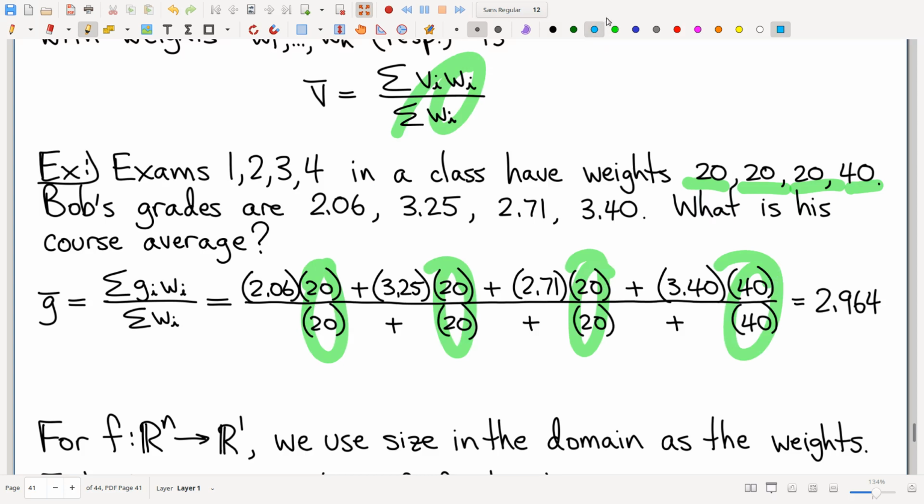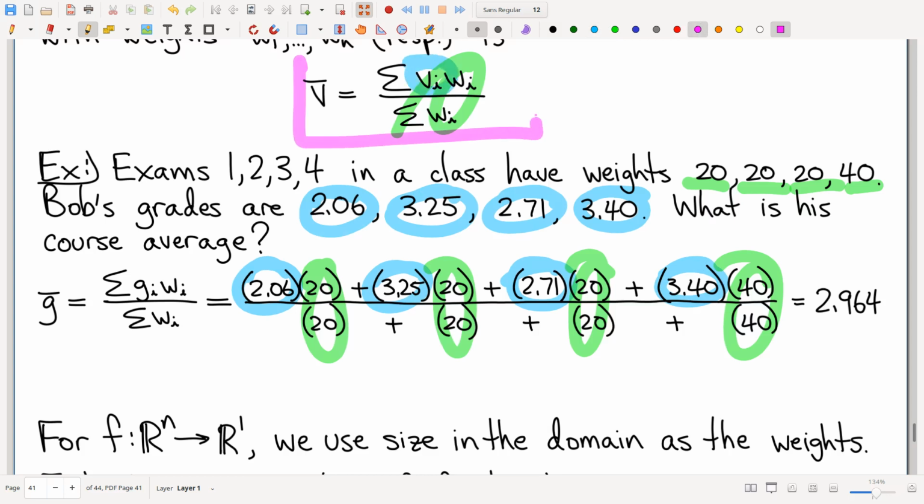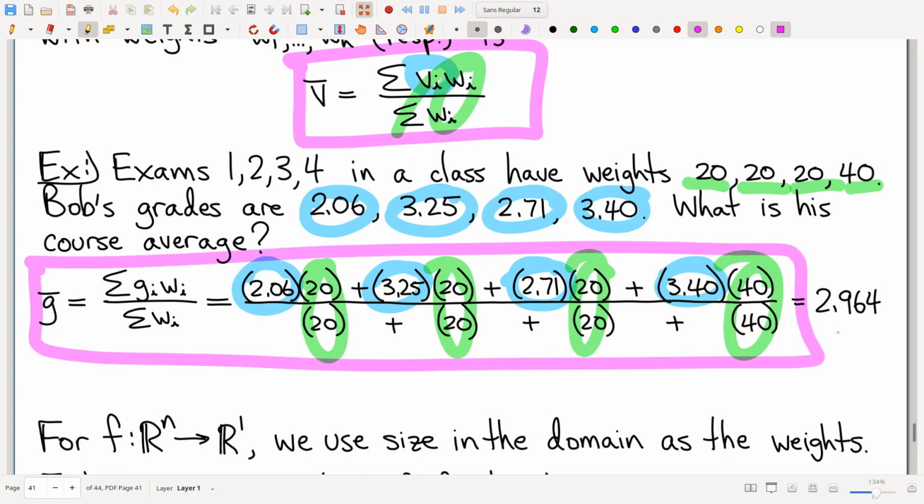And let's see, what does Bob get on the various exams? Well, Bob's grades were given as these numbers right here. You pair them up with their weights and plug into the formula as written here, and we get that. That is Bob's final course average. That's his weighted average for the course. And of course, that's really close to 3.0, so Bob gets a B. Does that make sense?